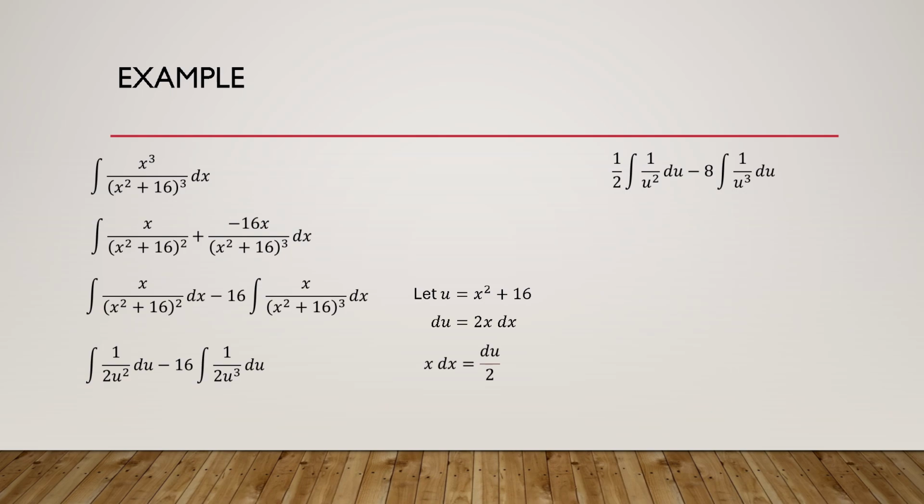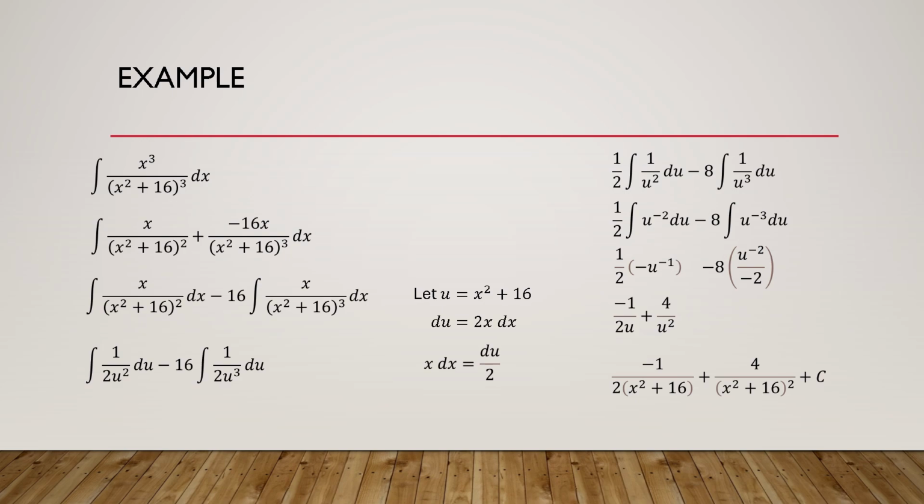Next, let's express exponents as negative exponents and complete the integrals. The integral of u to the negative 2 du is negative u to the negative 1. The integral of u to the negative 3 is u to the negative 2 over negative 2. Simplify to get negative 1 over 2u plus 4 over u squared. Replace the substituted u to get the final answer, negative 1 over 2 times the quantity x squared plus 16, plus 4 over the quantity x squared plus 16 squared, plus c.